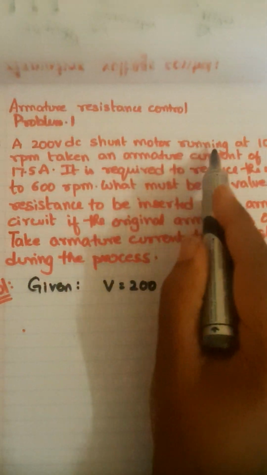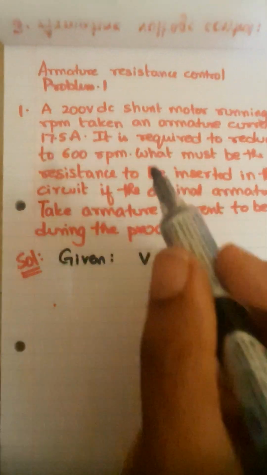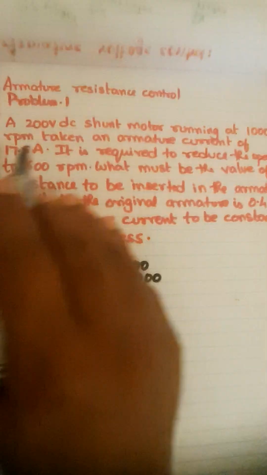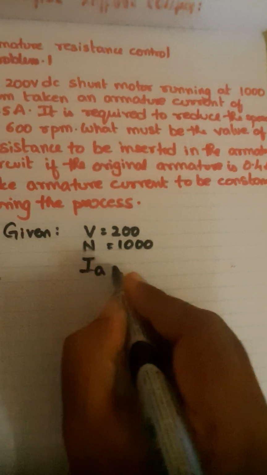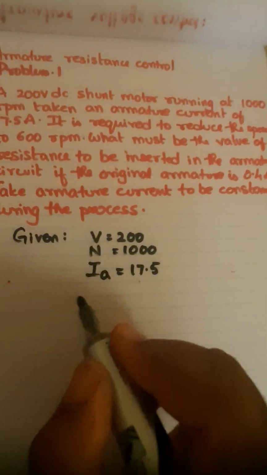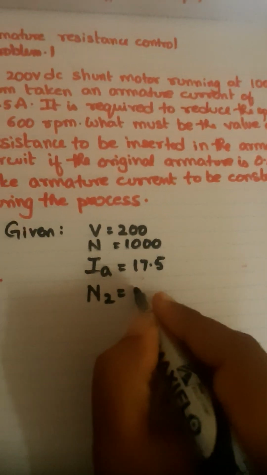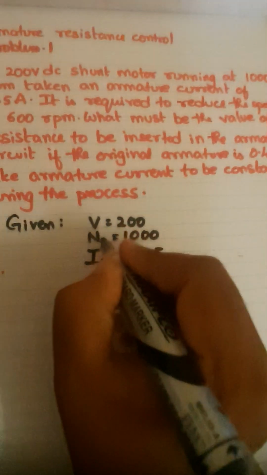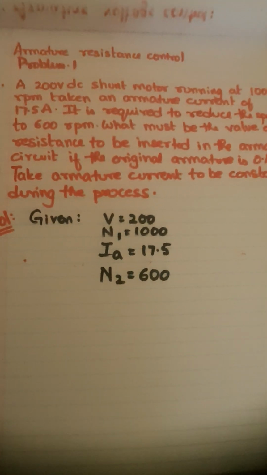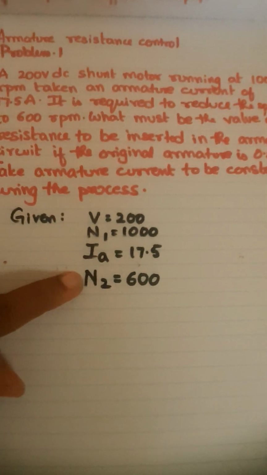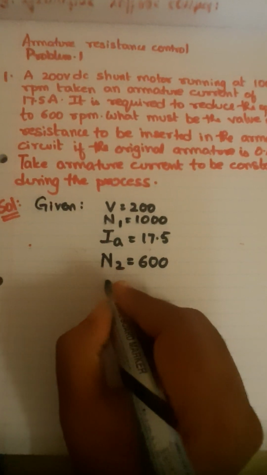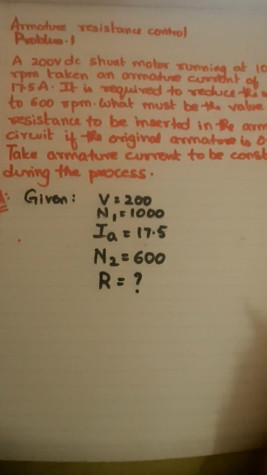Next. Shunt motor running at 1000 RPM taking an armature current of 17.5 amps. It is required to reduce the speed to 600. So here this method helps us reduce the speed. I am calling it N2 so as not to have confusion, because I have two speeds. N1 is the first speed, and now it has reduced to 600, which is N2. What must be the value of resistance to be inserted in the armature circuit?